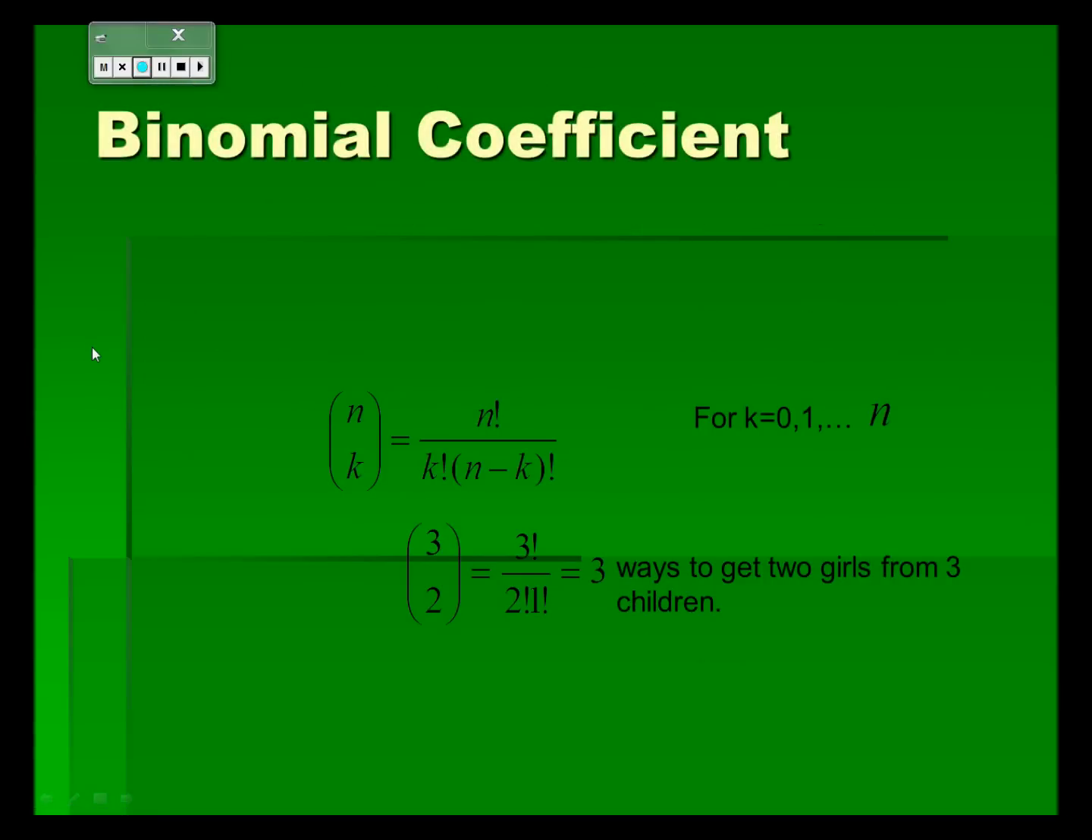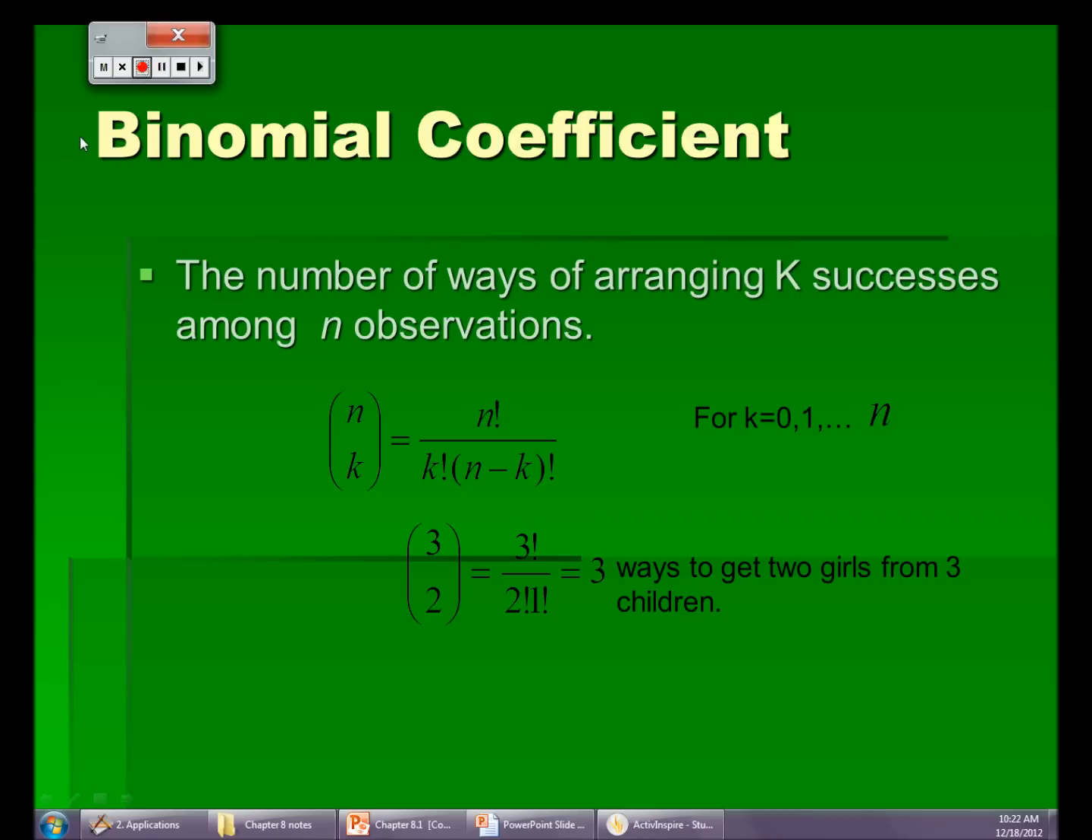Let's talk about the binomial coefficient. How many ways can I achieve success among n observations is given by the following formula. N choose k is the proper terminology for the larger parentheses. It is given by the formula n factorial over k factorial times (n minus k) factorial. If you recall what factorial is, for example, 5 factorial is 5 times 4 times 3 times 2 times 1. N is the total number of observations, and k is how many ways can I have success.